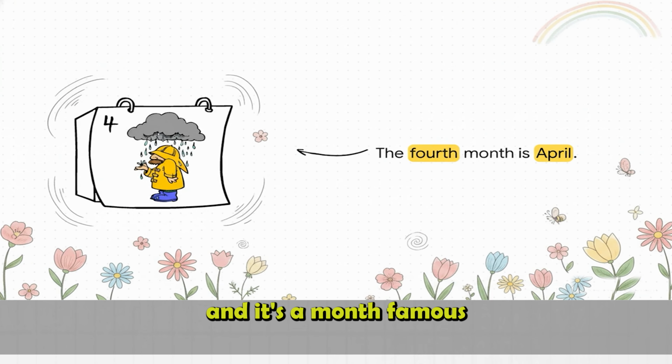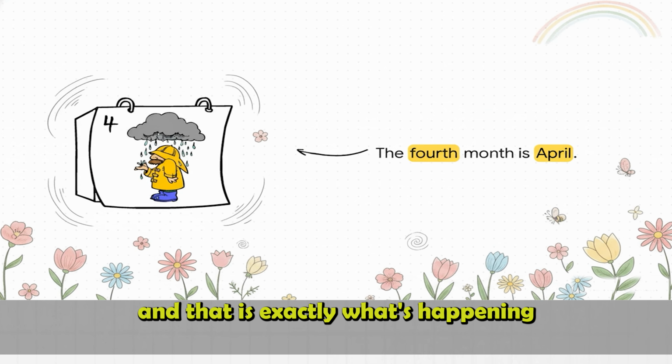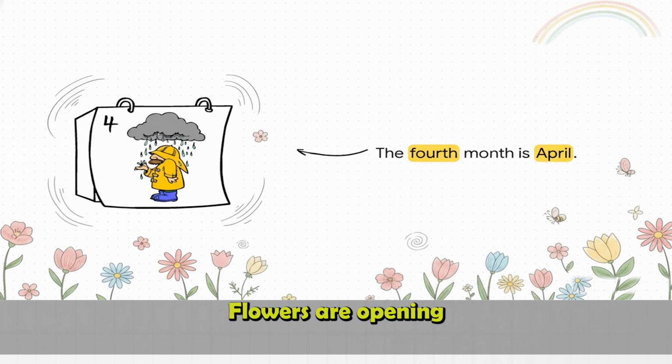April follows March, and it's a month famous for spring showers. The name itself is just perfect. It's believed to come from the Latin word apere, which means to open. And that is exactly what's happening all around in nature, right? Flowers are opening their buds, trees are sprouting new leaves, everything is opening up for the new season.